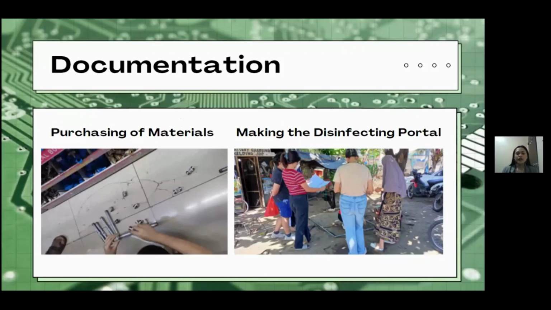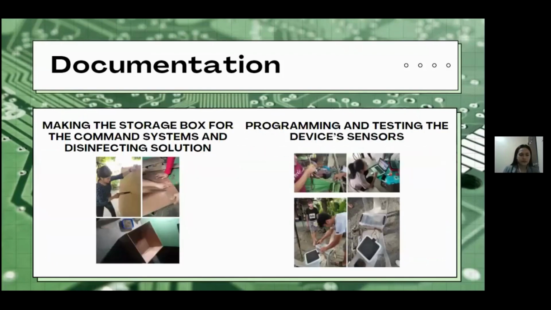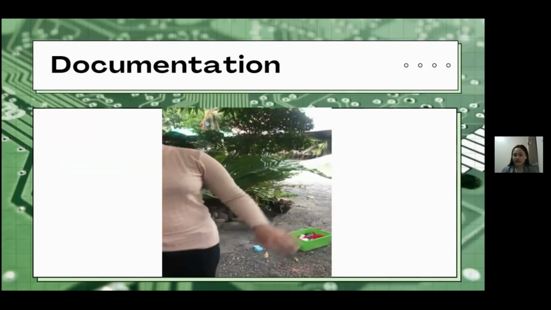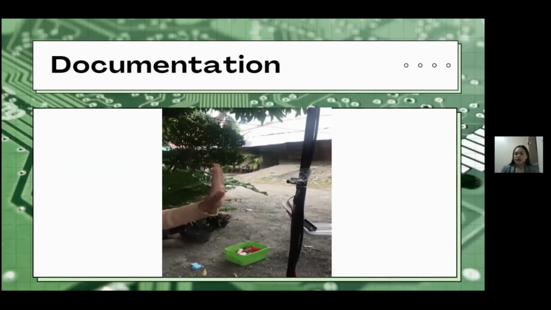And now we're going to proceed with our documentation during the process of making the device and the presentation of the product. In this slide, it shows the purchasing of materials and the making of the disinfecting portal. It also shows the making of the storage box for the command system, the programming and testing of the device sensors, and lastly, the running simulations for the iArm disinfecting portal. And for this slide, this shows that the device is working.